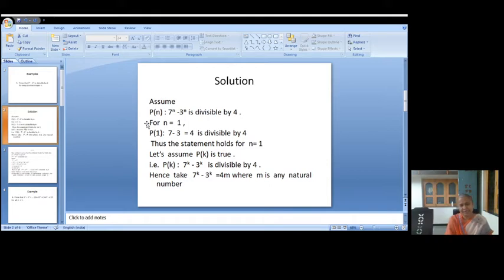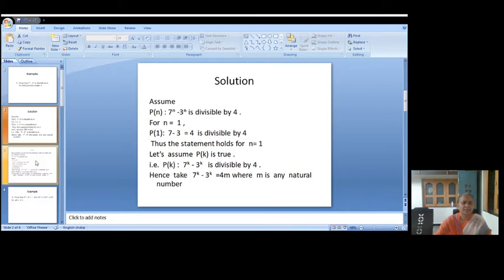Next, our assumption is that P of k is true, where k is any natural number or positive integer. Then P of k, that is 7 raised to k minus 3 raised to k, is divisible by 4. This is our assumption for some value of n equal to k only. Now we take 7 raised to k minus 3 raised to k as 4 times m, where m is any natural number.